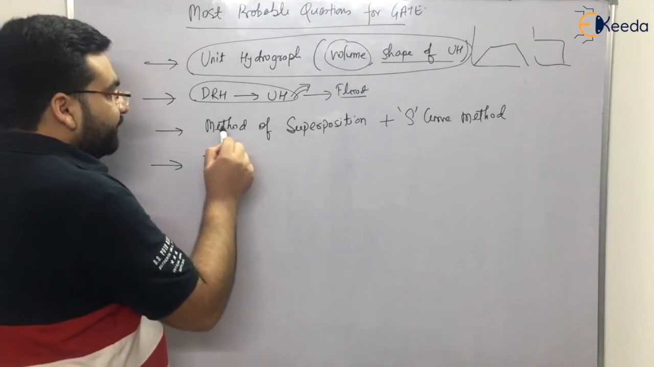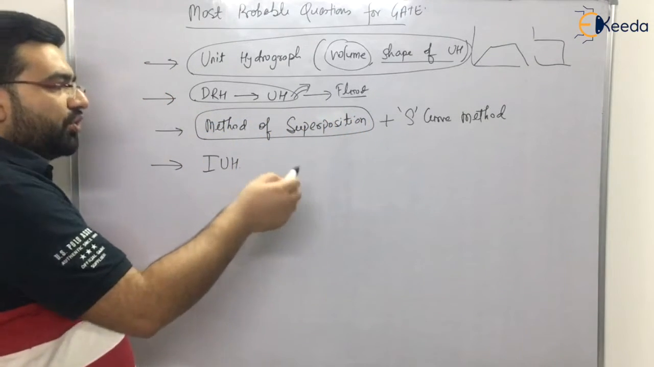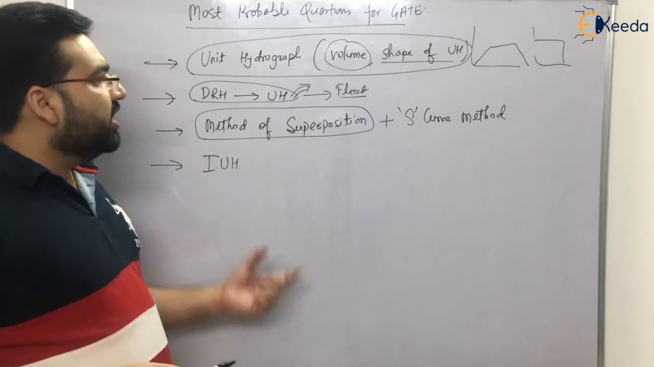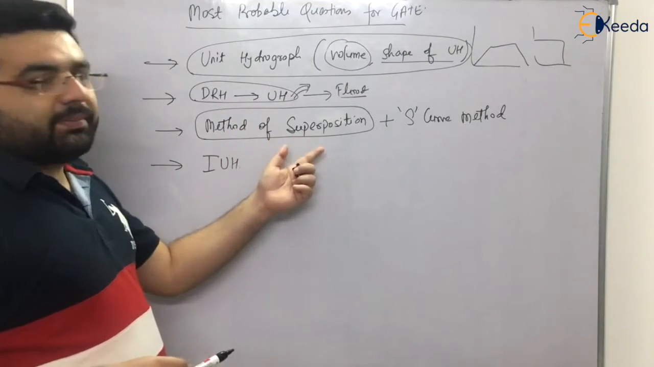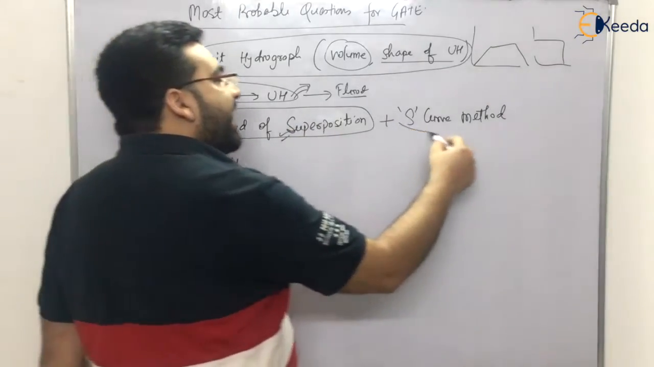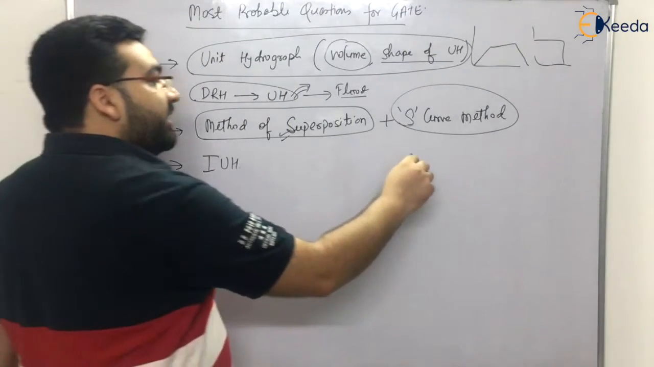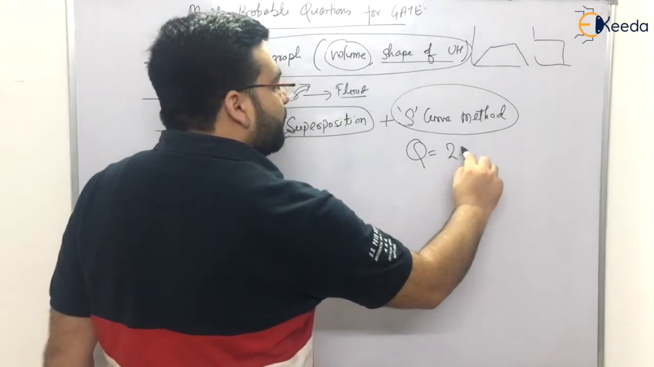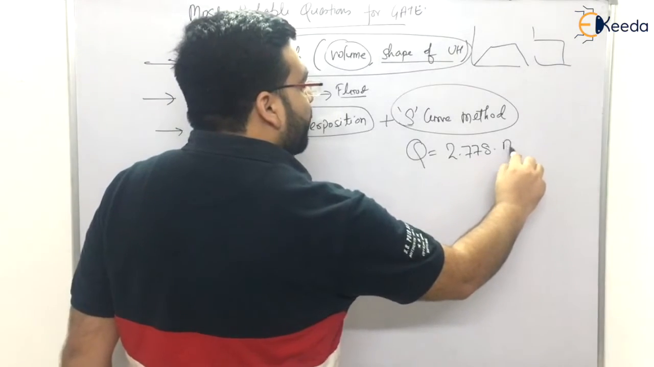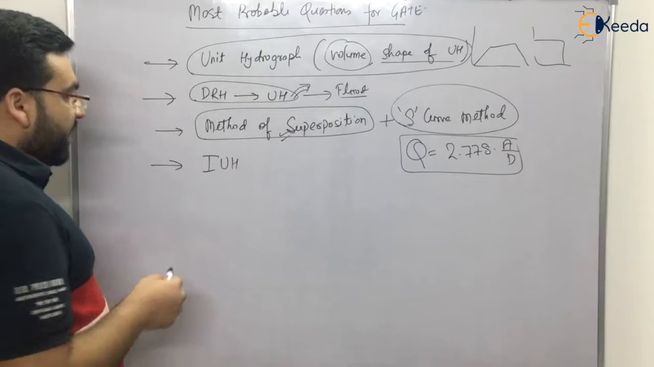Then you have the method of superposition. This is also very important, but nowadays questions are not being asked on the method of superposition, so that is why I have put it in third priority. The method of superposition is important, as well as the S-curve technique. For the formation of the S-curve, to determine the discharge, it is 2.778 into A by D. It is a very important formula. So these are the important things, right?